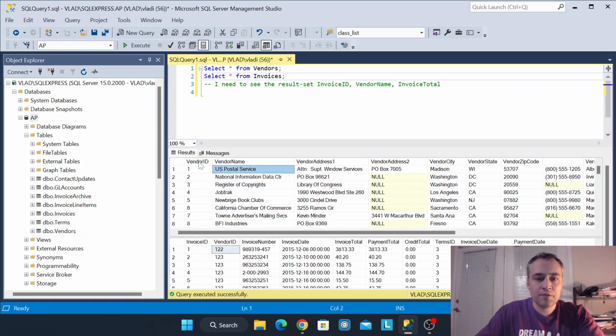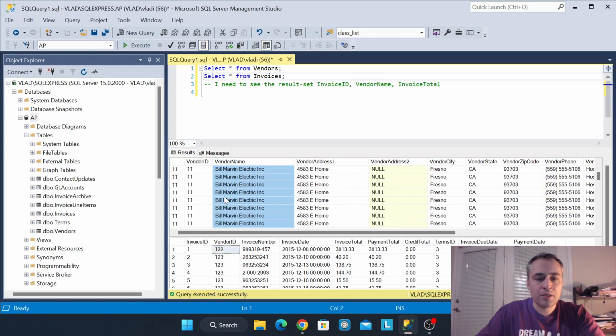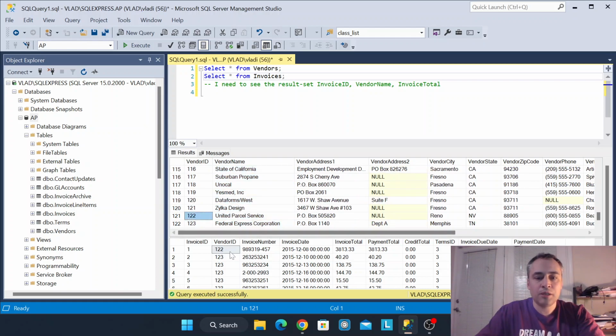Here it is, this is the vendors table. And I can scroll all the way down to vendor ID 122, the same one, and figure out that the vendor is actually United Parcel Service. That's what I wanted. And that way I can answer my question.